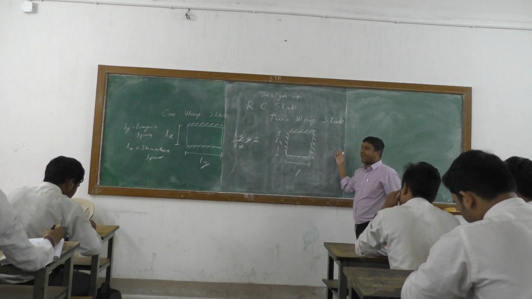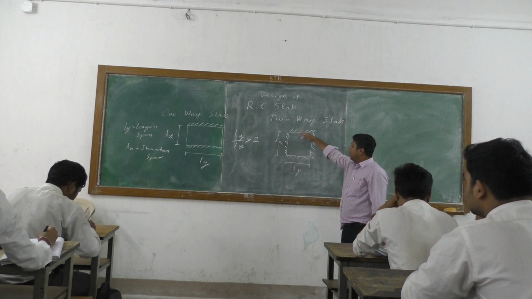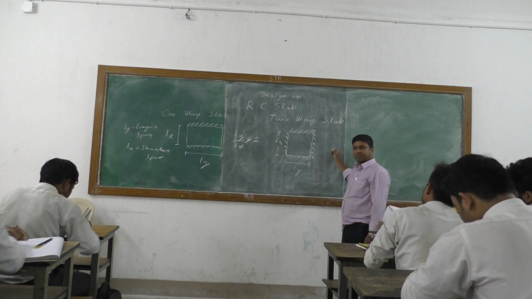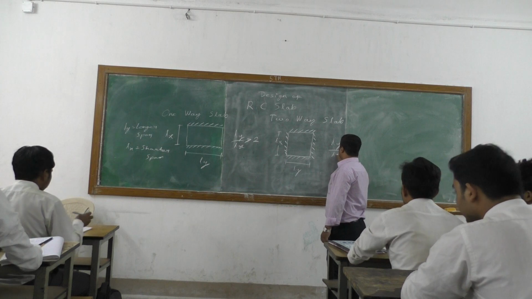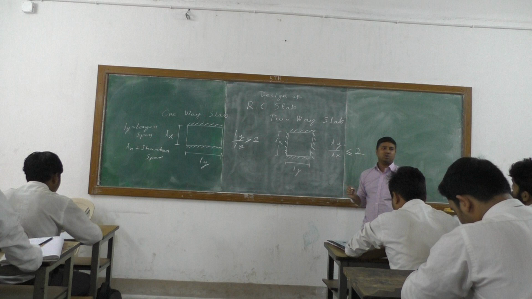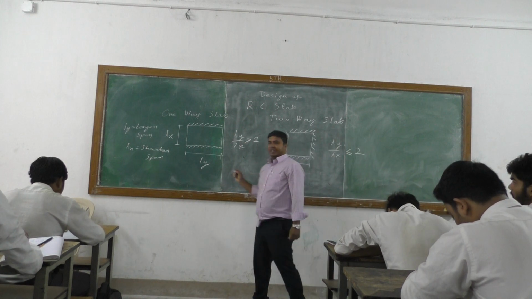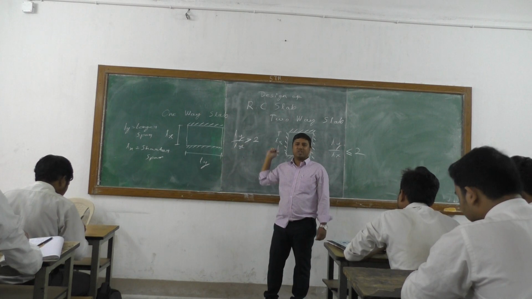In a two-way slab, you will see that the shorter span and the longer span are nearly similar. So the ratio of the longer span to the shorter span is less than or equal to 2. This is the basic definition of the one-way slab and two-way slab.